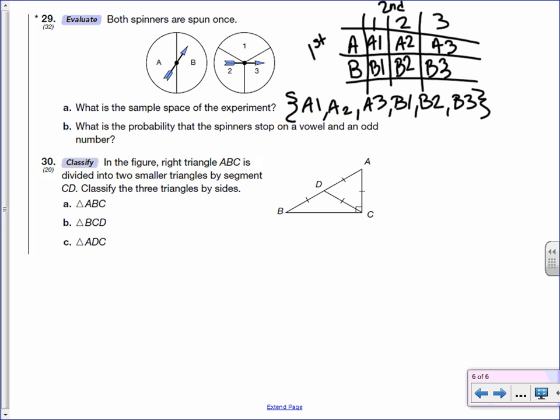What is the probability that the spinners stop on a vowel and an odd number? So the ones that are vowels are A, and the odd numbers with A are A1 and A3. So there are 2 that are vowels with odd numbers, and there are 1, 2, 3, 4, 5, 6 total in the sample space. So 2/6, which is 1/3.